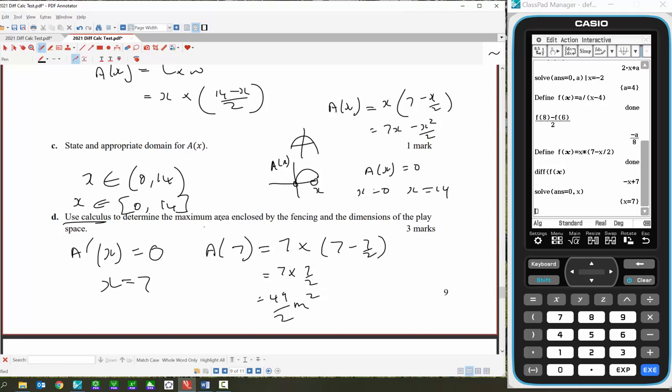So this is using calculus. That's that part there. Maximum area. That. Dimensions. So we're going to say the length is x, 7 metres. Width is this part here, 7 take away 7 on 2, 3.5 metres, or 7 on 2 metres, fine.